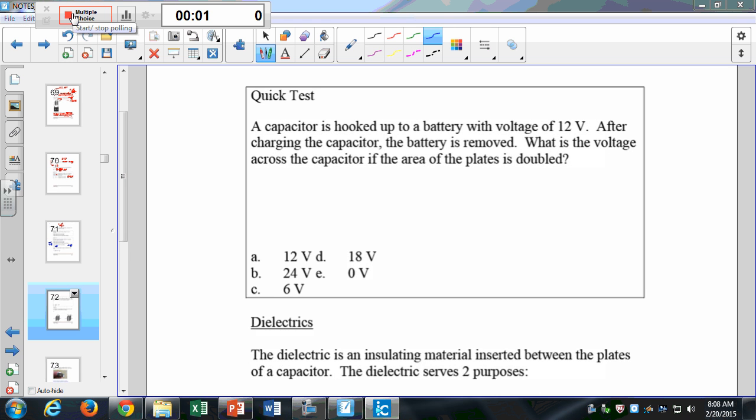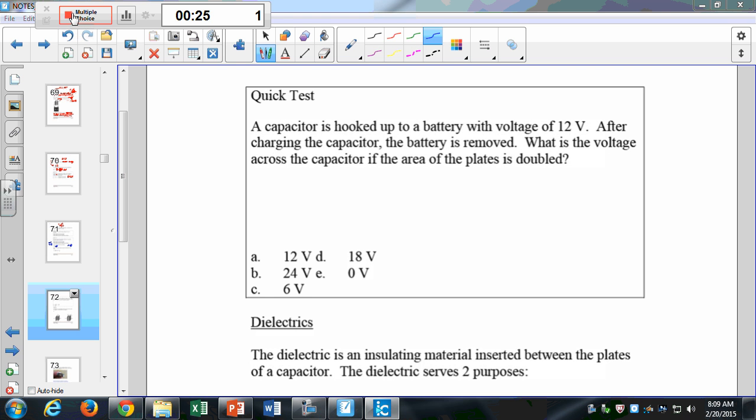A capacitor is hooked up to a battery with a voltage of 12 volts. After charging the capacitor, the battery is removed. What is the voltage across the capacitor if the area of the plate is doubled? When you charge the capacitor, it gets X amount of charge, right? When you take away the battery, that charge stays on the capacitor. And if you change the shape of the capacitor, you still have the same amount of charge.